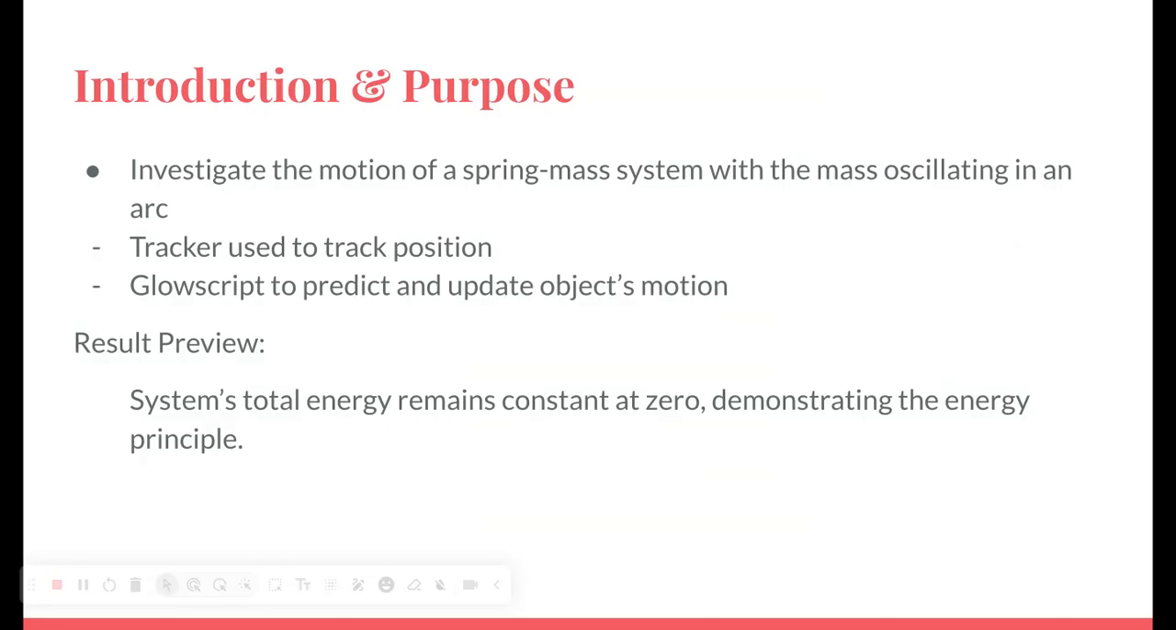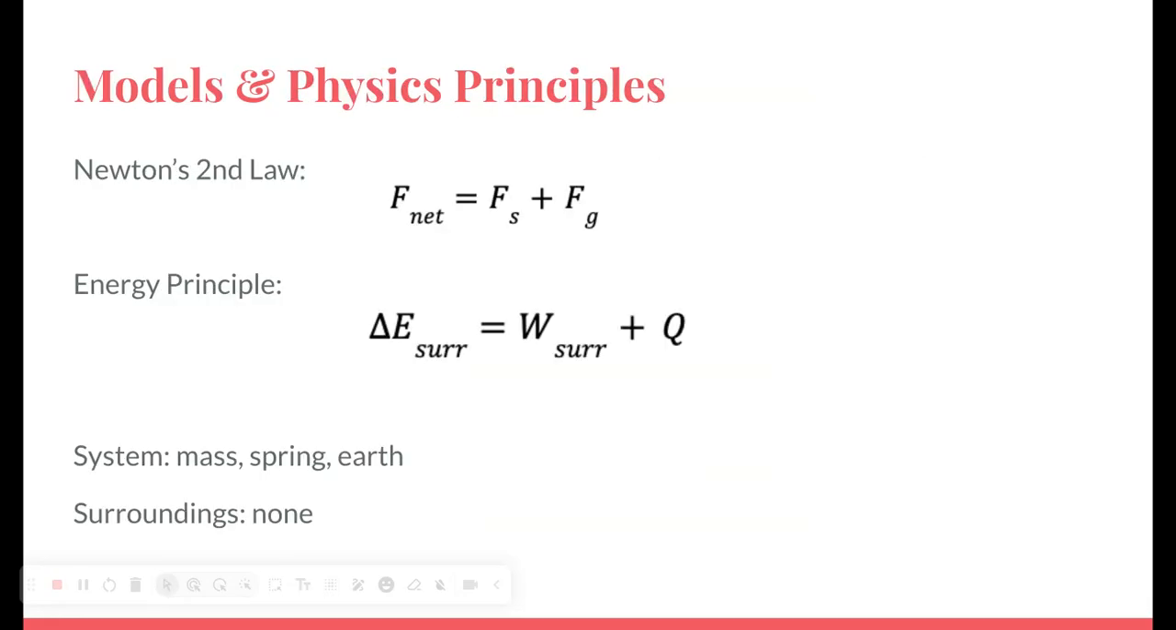The purpose of this lab is to investigate the motion of a spring mass system that was given in a video with the mass oscillating in an arc. Tracker is used to track the object's position, and GlowScript is used to predict and update an object's motion and energy. A preview of the results is that the system's total energy remains constant at zero, demonstrating the energy principle. There are two models that are used in this simulation.